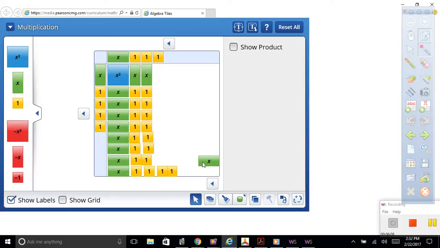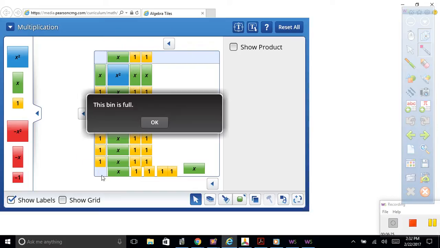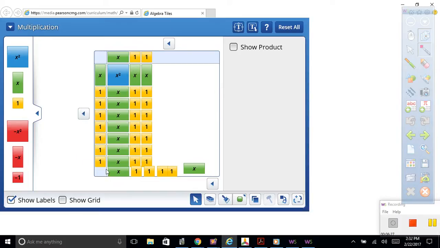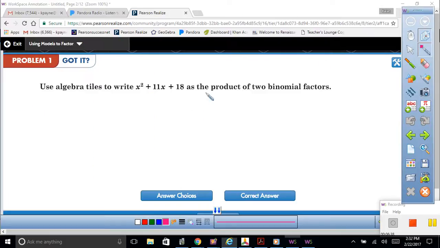But use your imagination to pretend that this last X tile is here, and then these two unit tiles are right next to it. So those are going to be my dimensions. We're going to get rid of that one, and we're going to add these here. Oh, and the bin is full, right? But we'd have 1, 2 more, remember? So our dimensions are x plus 2 by x plus 9 is how we got that rectangle.